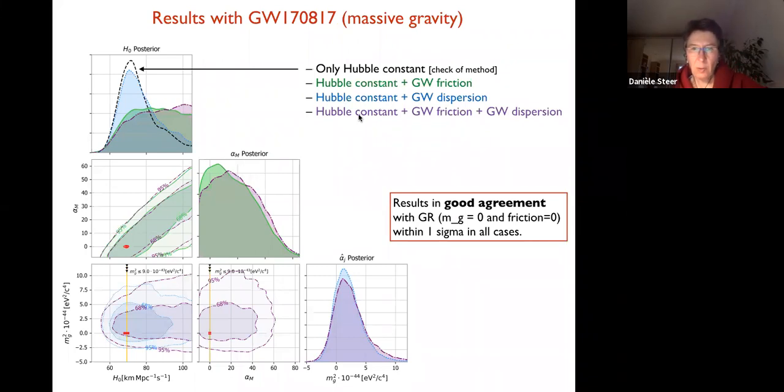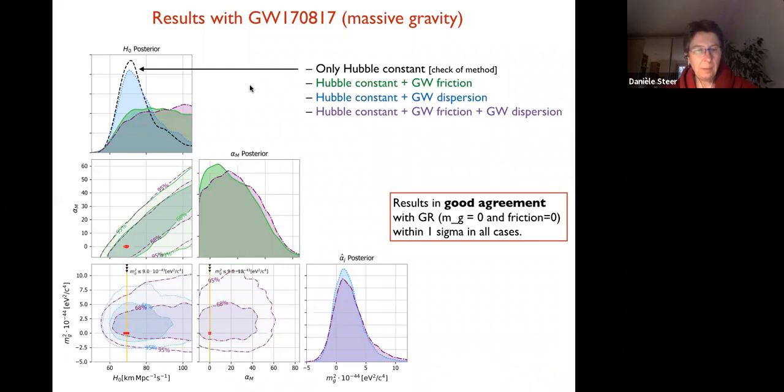The long and the short of all of this, I think, is to say that the results are in good agreement with GR, so zero mass and no modified friction term, in fact all within 1 sigma. So at least with this one event and its counterpart, we don't see any significant deviation from GR, but this is the kind of work which continues when there are more clear events with counterparts. This work can carry on. The more events you have, the tighter the constraints will be.